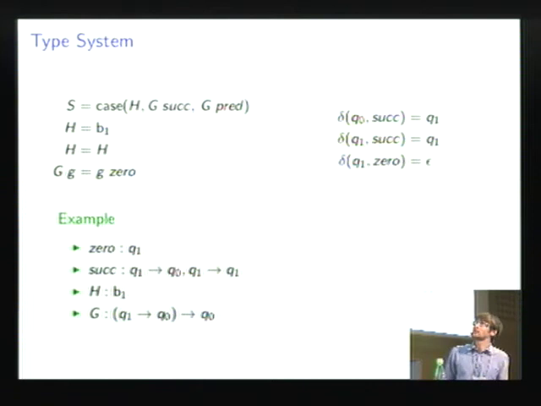H, we should be able to assign type B1, because it can reduce to B1. And G, this higher order type here, should be able to take arguments of type Q1 to Q0, which is the type we can give to suck, and return a tree accepted from state Q0. And this makes sense because suck of 0 is accepted from state Q0.